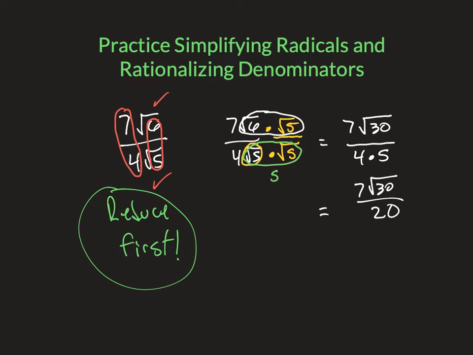Now, when I'm all done, I need to look at this thing one more time and see if there's any other math I can do. I can't reduce 7 over 20. That fraction is simplified. And I can't reduce the square root of 30 because there are no perfect squares that divide 30. So this thing is simplified and rationalized, and we're done. Let's take a look at another example.